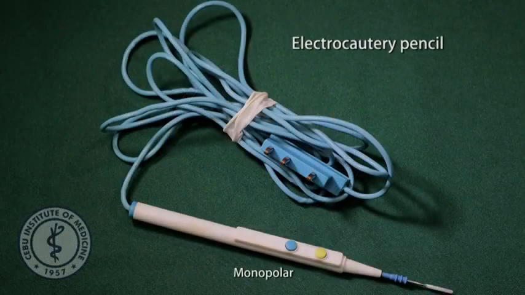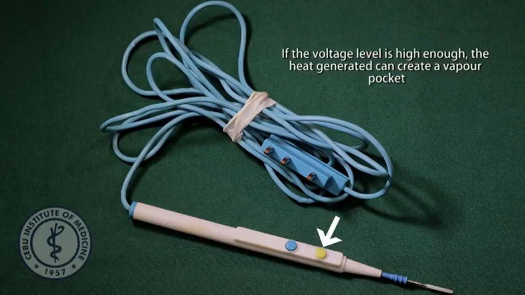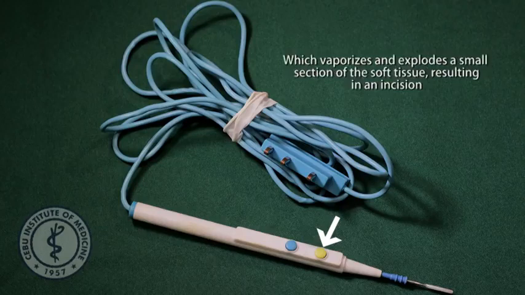Electrocautery pencil, monopolar. 2 modes. Cut: if the voltage is high enough, the heat generated can create a vapor pocket. The vapor pocket typically reaches temperatures of approximately 400 degrees Celsius, which vaporizes and explodes a small section of tissue, resulting in an incision.